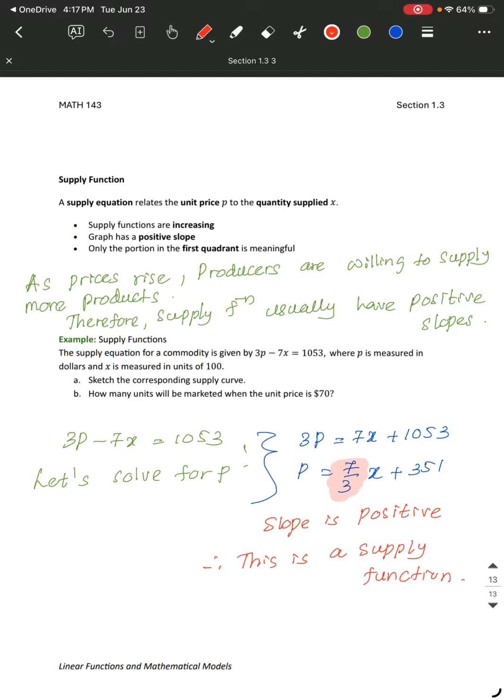If the unit price is 70, you can find out how many units will be marketed when the unit price is 70 by using this supply function. Substitute into the original equation and solve for x. This gives the quantity that producers will supply at that market price.